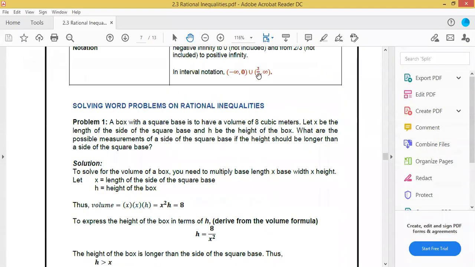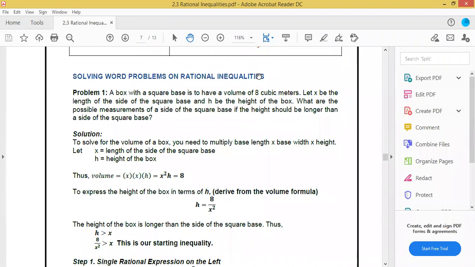Welcome back. This time, let's solve word problems on rational inequalities. Our problem states that a box with a square base is to have a volume of 8 cubic meters. Let x be the length of the side of the square base and h be the height of the box.